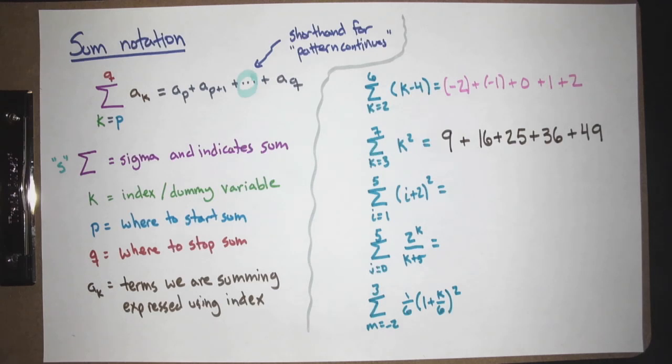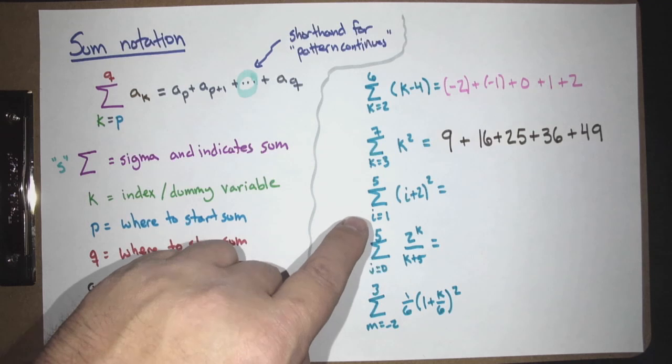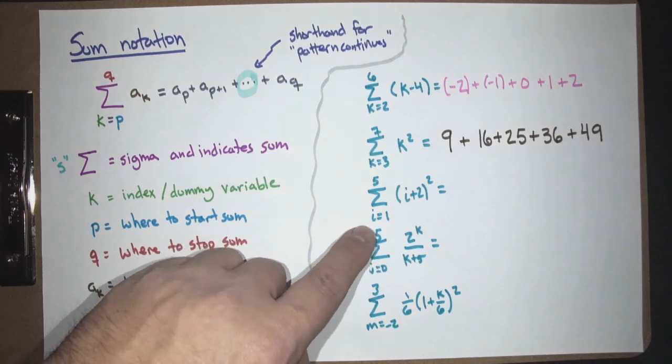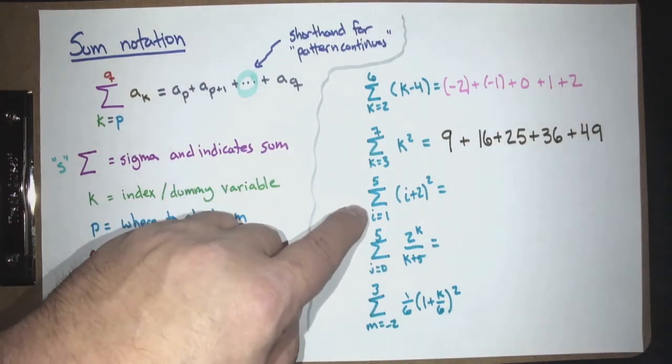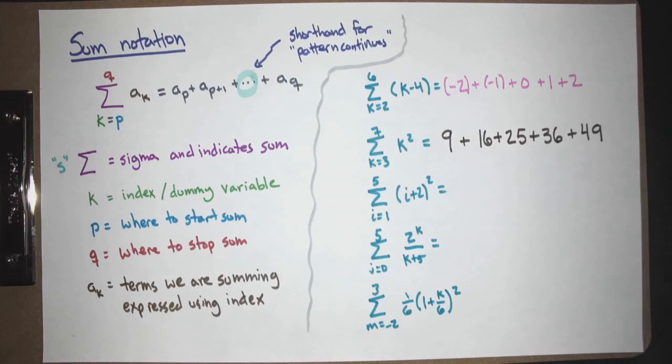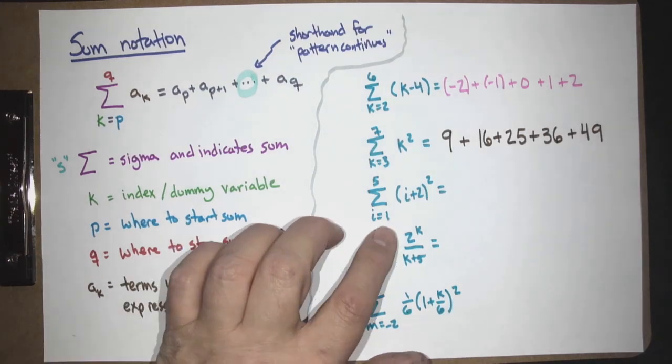All right. The next sum. We're starting using I. Are we allowed to change the symbol? Yes. Just like we can integrate with respect to x, we can integrate with respect to theta, we can integrate with respect to t. We can use any symbol in our sum. So that's okay. So what's the first term going to look like?